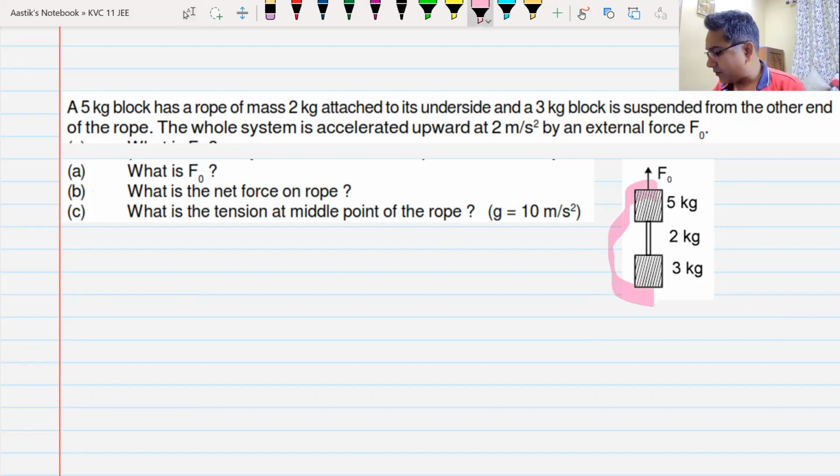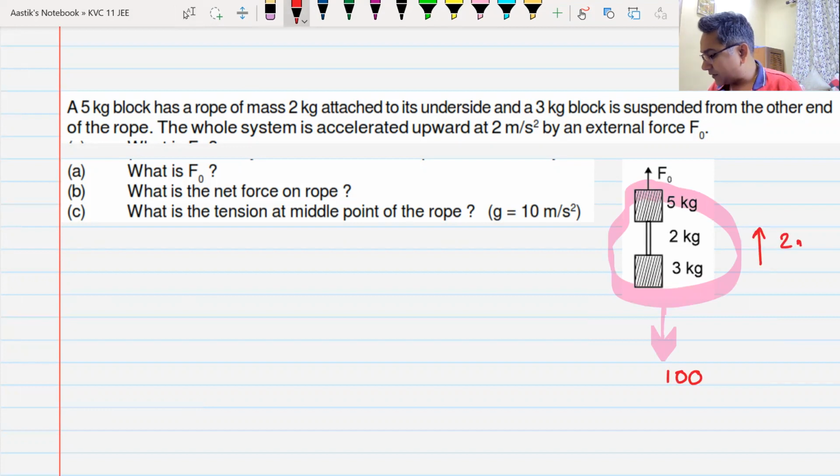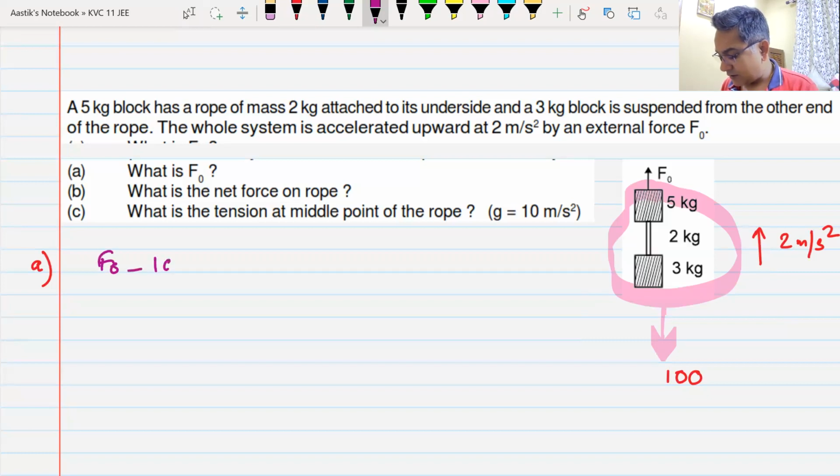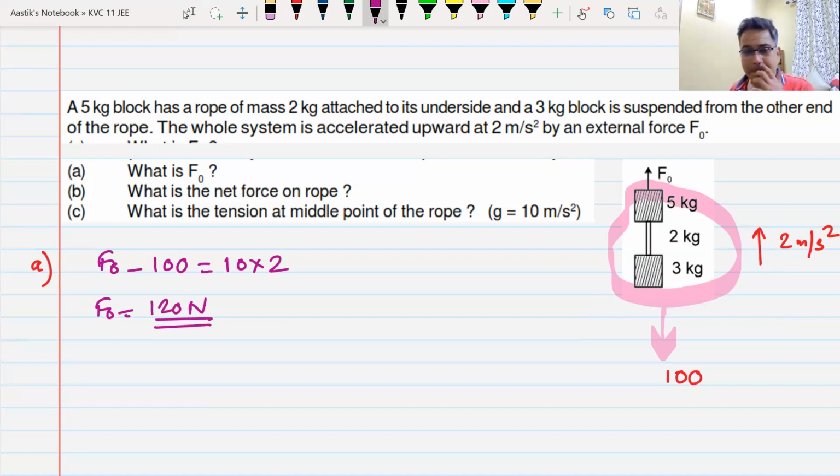You take this entire system as one block. The downward force on this block is 100 newtons. This entire system is going upwards with 2 meter per second square. I write the equation for this block. F naught minus 100 is equal to 10 into 2. F naught becomes 120 newtons. Yes or no?